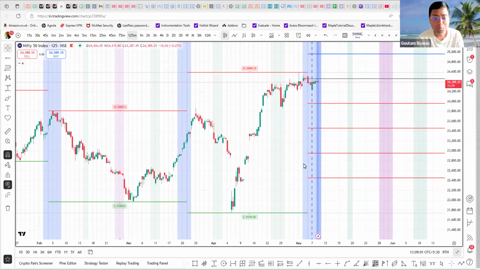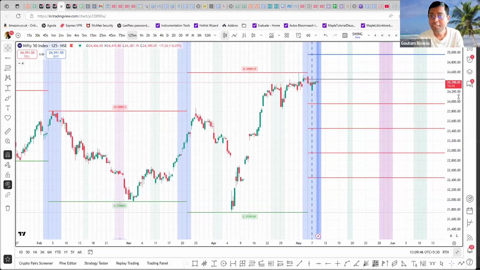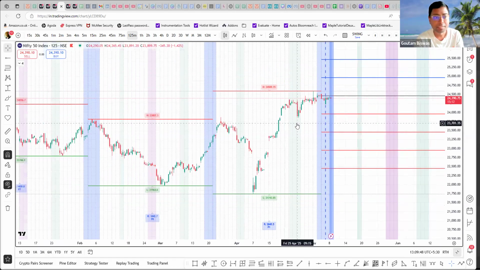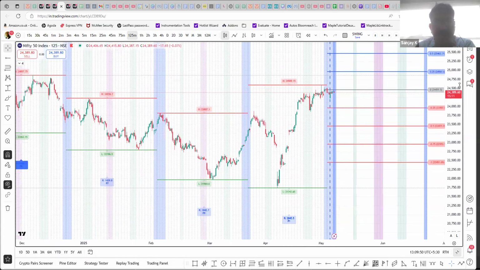So today, I'm going to show you a demo of one of my very precious GAN indicators, right? Are you able to see my chart?